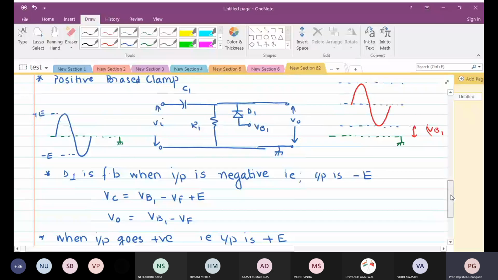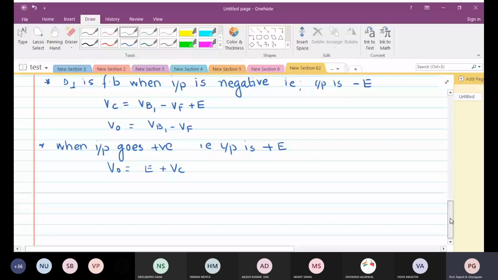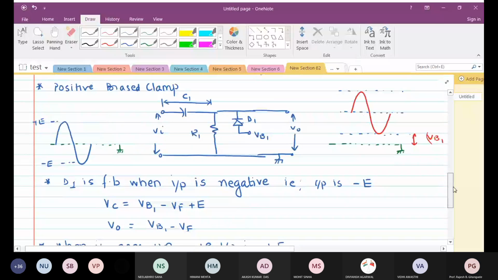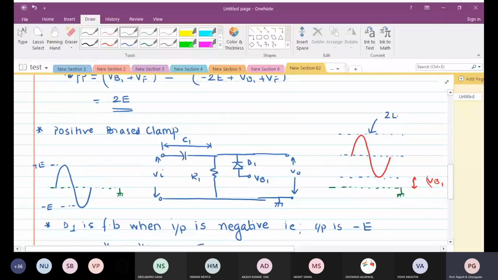See, the basic operating principle, or the heart of this entire circuit, depends on what is the voltage across the capacitor. That's all. Because the output will be E plus that particular voltage across the capacitor. So this turns out to be E plus VB1 minus VF plus E. That is 2E plus VB1 minus VF. That will be the peak value.